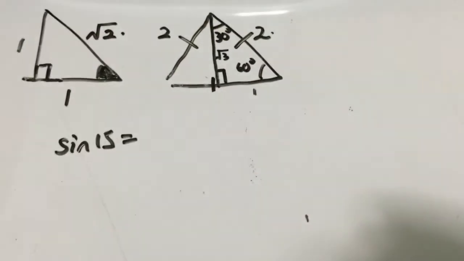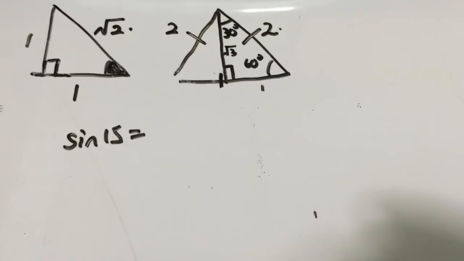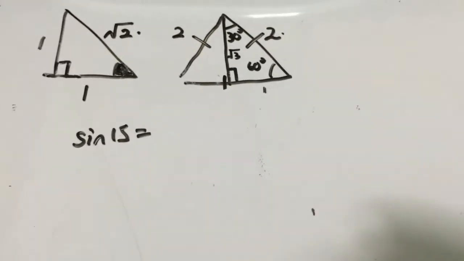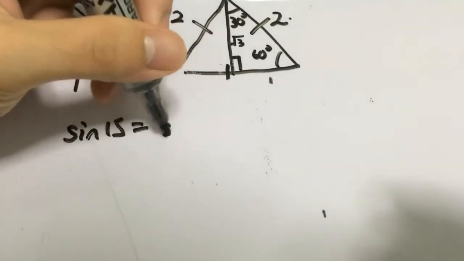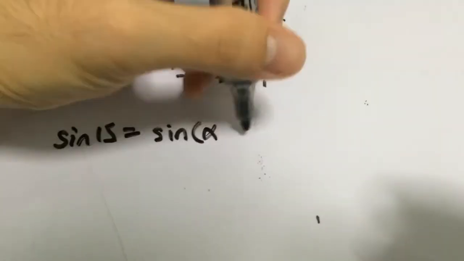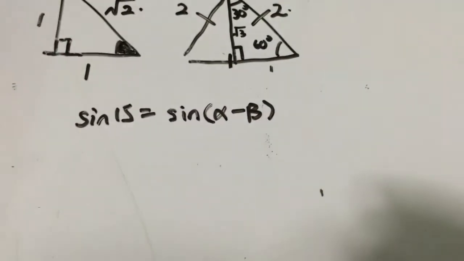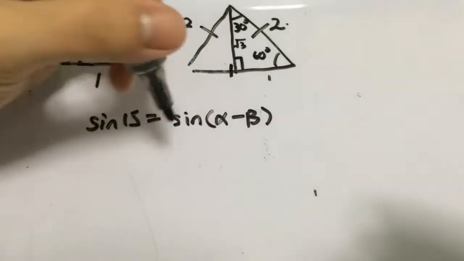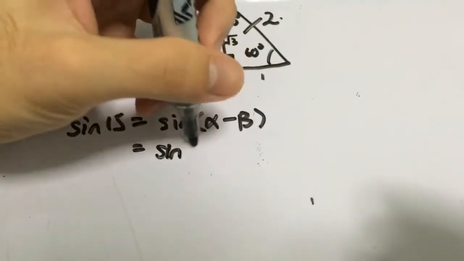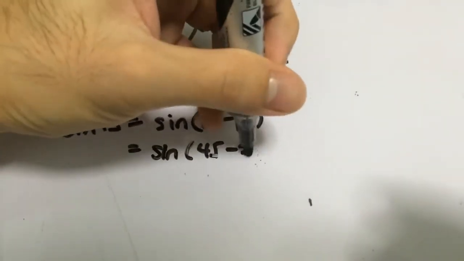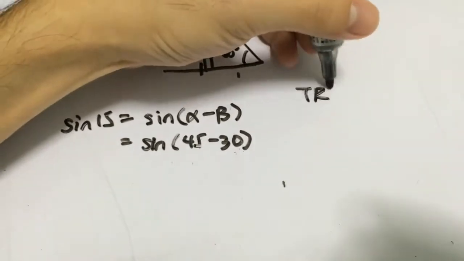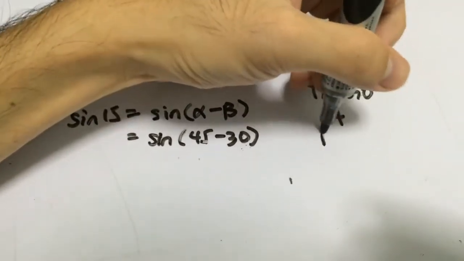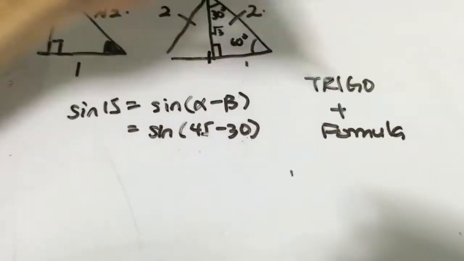The next thing that we want to find without using the calculator is sine 15. The first thing that we do is to put it in this way: sine of alpha minus beta. My alpha will be 45, my beta will be 30, and what do we do next? We make use of the trigo addition formula to help us solve this problem.